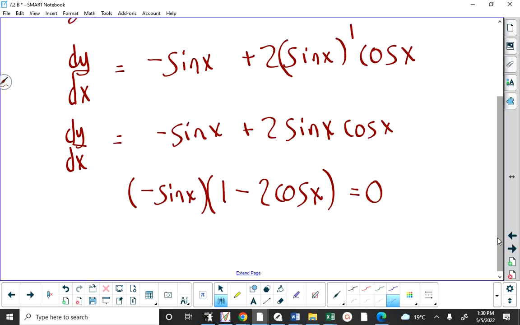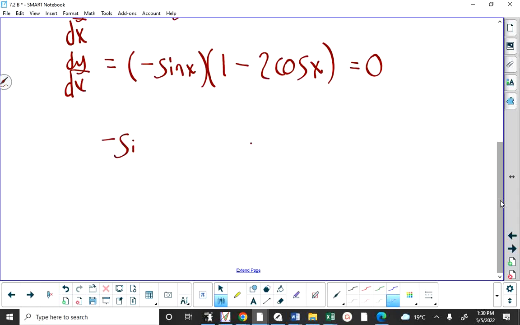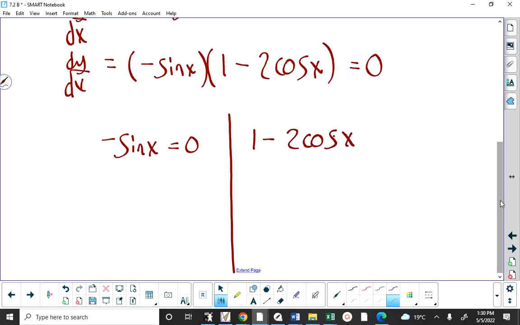Now, okay, there's a lot going on here. Another thing I have to tell you is, you know how this equals 0 bit of business I've said to you, don't do that? Do it for trig, okay? It's hard to imagine without that equals 0 what's going on. So that means our derivative, this is still our derivative, dy dx equals that. We'll have critical numbers wherever negative sine of x equals 0 and wherever 1 minus 2 cos x equals 0.